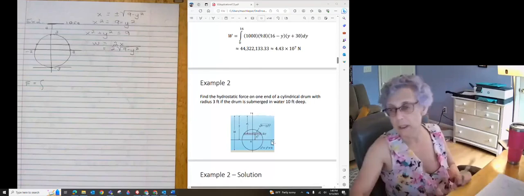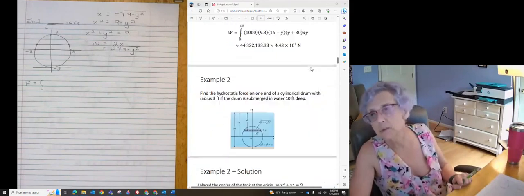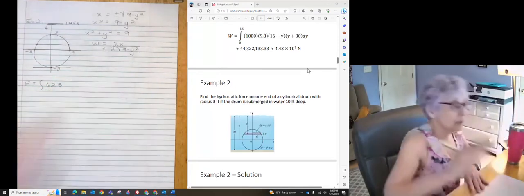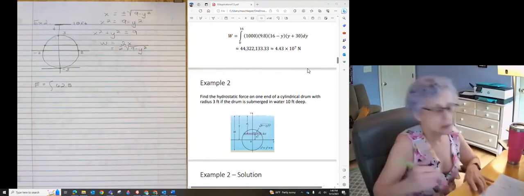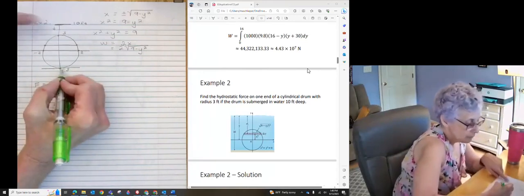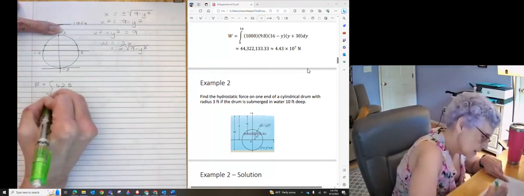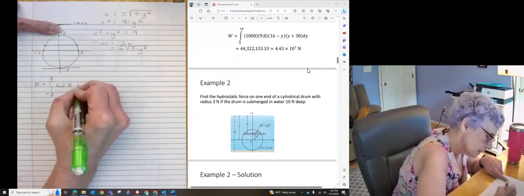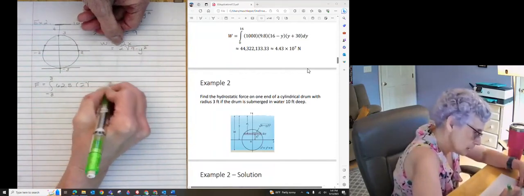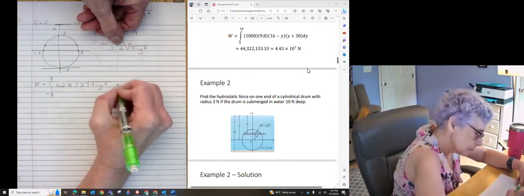And I'm going to have to peek because I forgot to type in what we're using for the density of water, 62.5. I don't have that one memorized. 62.5, and we don't have to do anything with gravity because we're using pounds, and pounds includes gravity. So we're integrating from the bottom to the top of the plate that is underwater. So negative 3 to 3. The width is equal to 2 times the square root of 9 minus y squared.